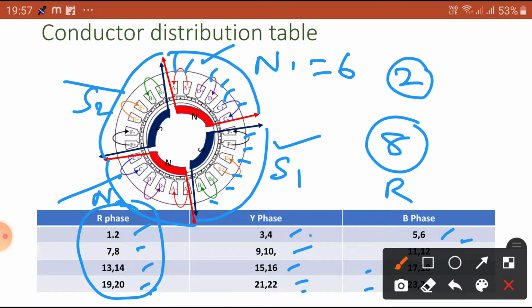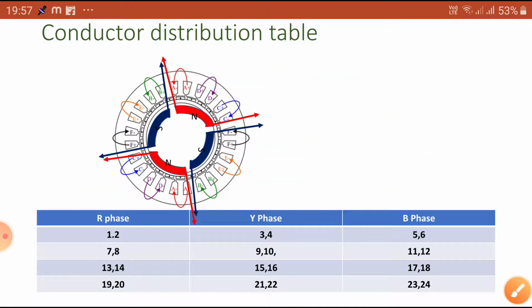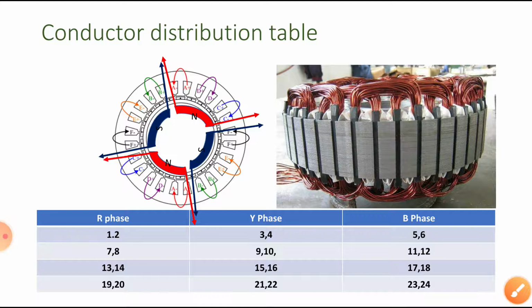Similarly, for the Y phase winding, 3, 4 here, and 9, 10 here, and 15, 16 here, and 21 and 22 here. Such a way that we distributed. Similarly, the B phase also. This is a simple winding diagram, dear students. You can see one practical figure also: these are the slots and coils, and how the coils are inserted in the given slots with the help of insulating materials. As you are already familiar with what these slots are and how the slots are distributed with windings.